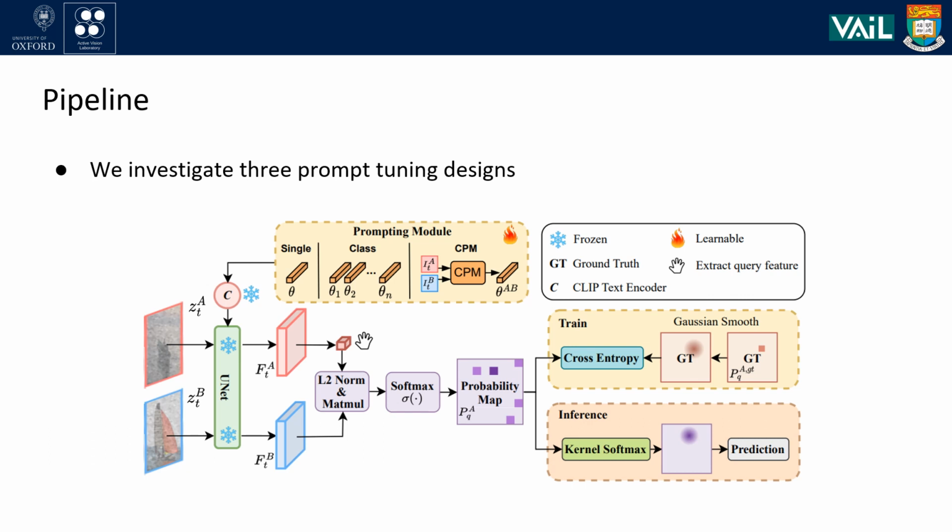This is the illustration of the general pipeline. The feature maps F_A^t and F_B^t are extracted from images as described before, but using the trainable prompt instead of the handcrafted prompt as in DIFT. The supervision to the prompt tuning is the cross-entropy loss between predicted and ground truth matching probabilities of the query point. Under this pipeline, we investigate three prompt tuning designs.